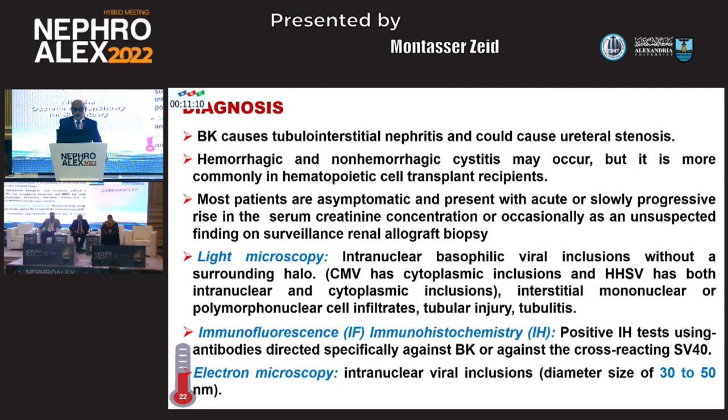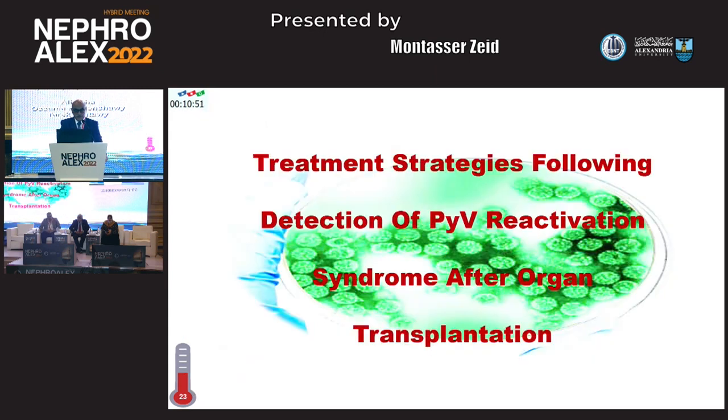Light microscopy shows intranuclear basophilic viral inclusions without a surrounding halo, and immunofluorescence or immunohistochemistry is positive using antibodies against BK, or against SV40 due to cross-reaction. And electron microscopy shows intranuclear viral inclusions.